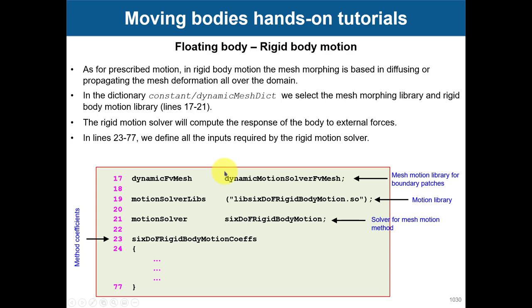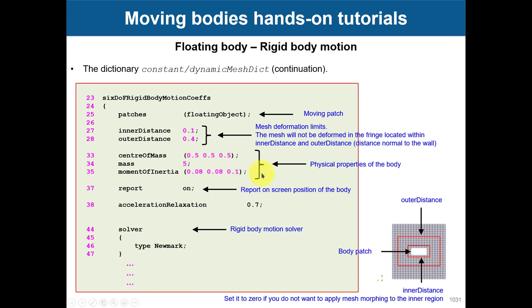Okay, so again, you set up everything in constant dynamic mesh. You see that you access your libraries, but now we have a new solver, the 6DOF rigid body motion, okay? So you access this new motion solver and here you have the specific entries for this solver. It has many entries, as you can imagine.